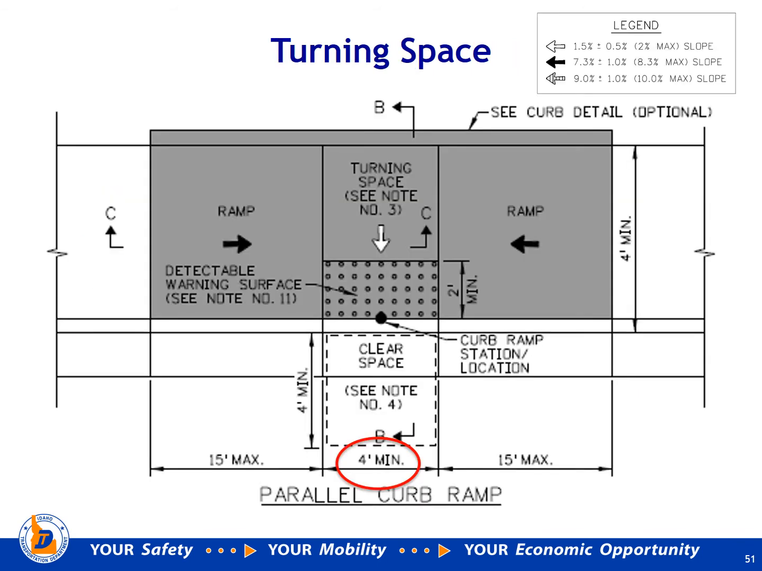So the turning space on a parallel curb ramp is at the bottom of the curb ramp instead of at the top like a perpendicular curb ramp. It requires the same 4x4 minimum turning space, but a 5x5 is preferred. The turning space can include the detectable warning surface or the truncated domes.